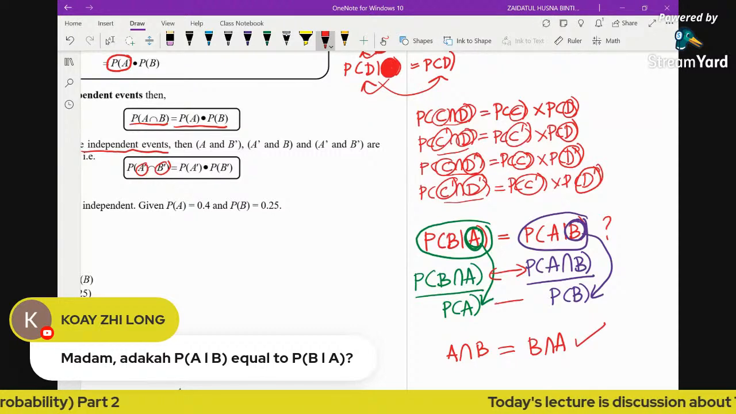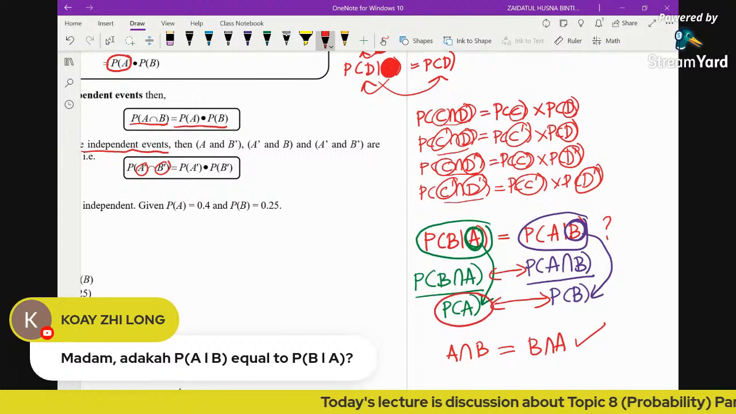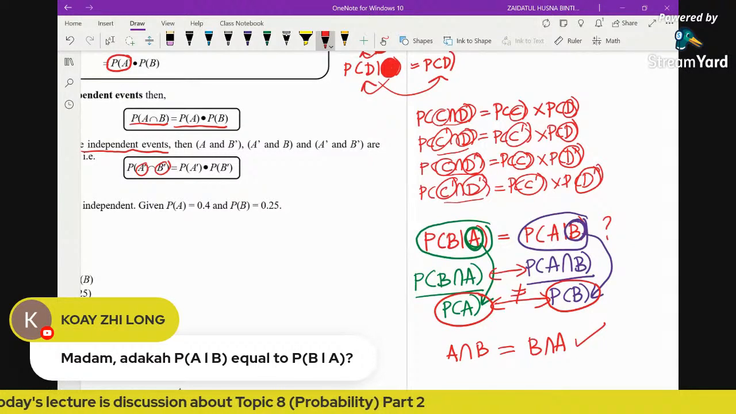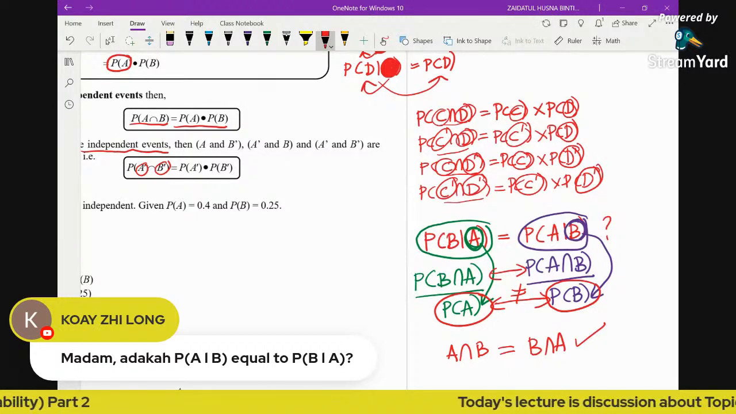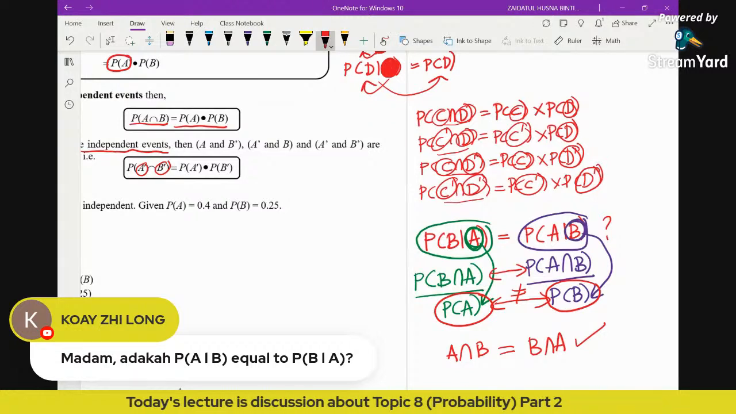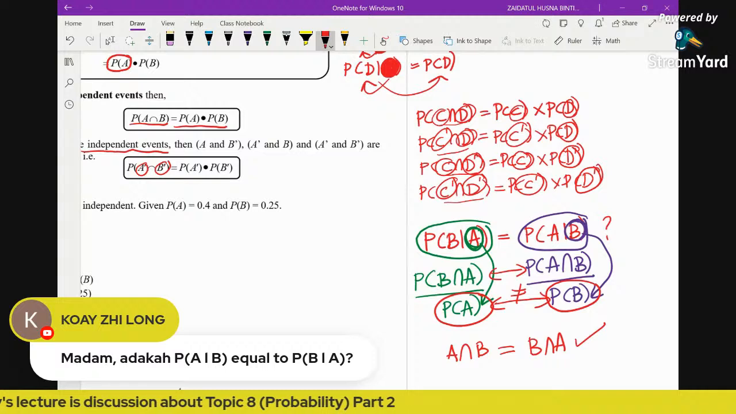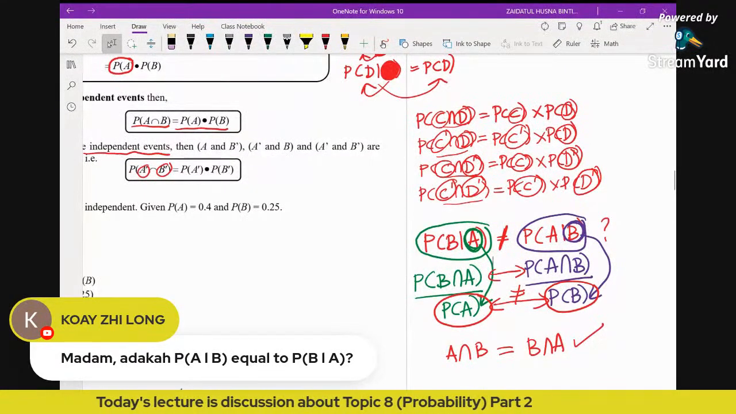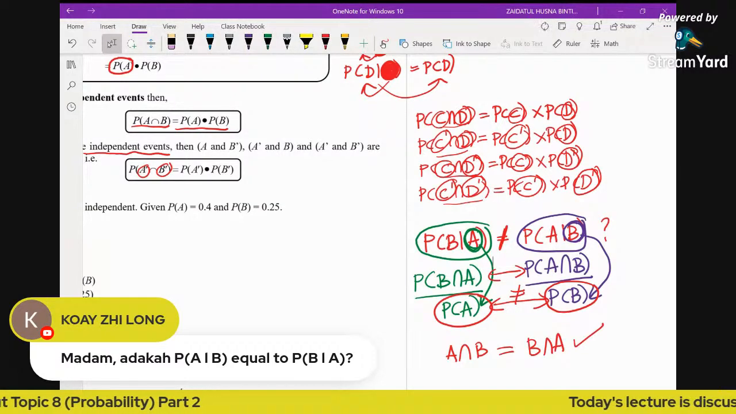But in terms of the denominator, this is P(A) and this is P(B), so they are not equal. Why? Because if P(A) equals P(B), it means there are two equal events, so there is no difference between A and B. Conceptually, P(A) will not be equal to P(B) because A and B are two different events, thus these will not be equal to each other. So to answer Zilong's question, P(A given B) equal to P(B given A)? The answer is no, they are not equal to each other.